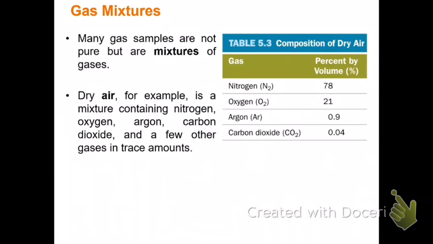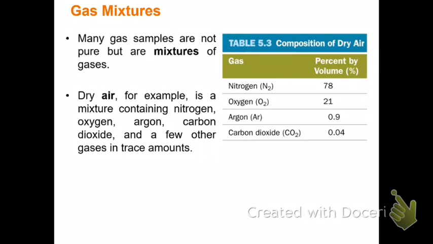All right, so the last topic here is going to be regarding gas mixtures. So there's a lot of gas samples that are not pure, meaning they don't contain just one pure sample. They're actually mixtures of different gases, right? For example, air. So when you take a sample of air, it contains a mixture of different gases such as nitrogen gas, oxygen gas, carbon dioxide, maybe small traces of argon, maybe benzene, some toxic gases.